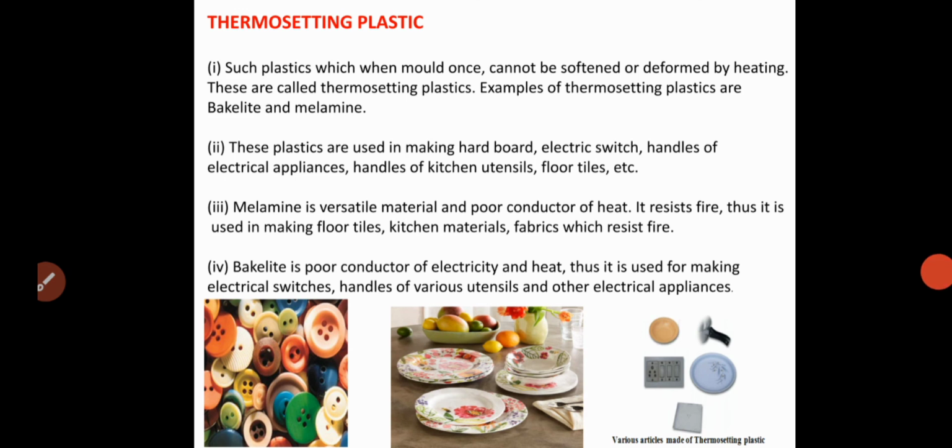Next, coming to the second very important type of plastic, which we call thermosetting plastic. What is the basic difference between thermoplastic and thermosetting plastic? Thermoplastic is a plastic that we can heat and bend into different shapes. This type of plastic is commonly called thermoplastic. What about thermosetting plastic?